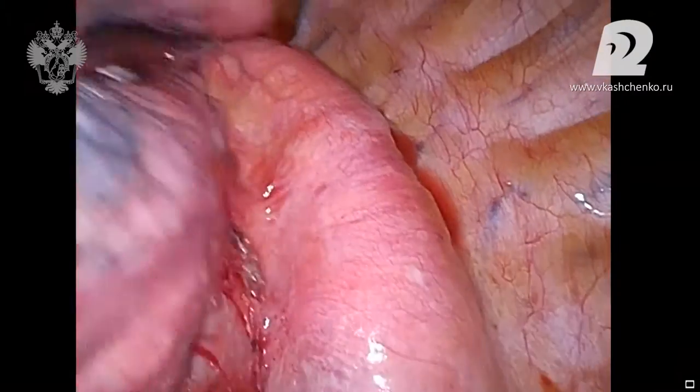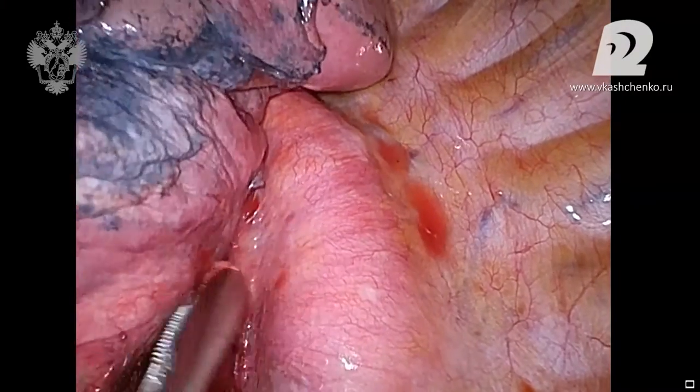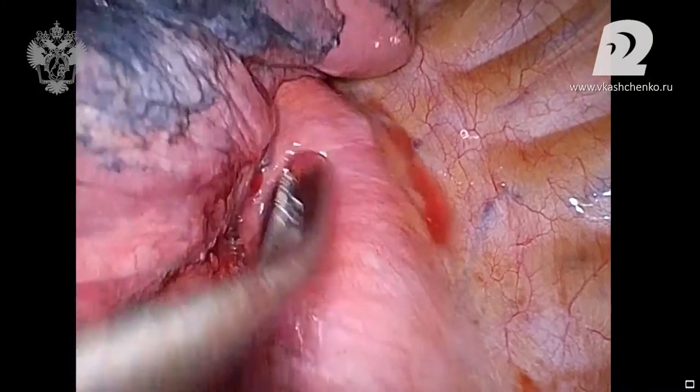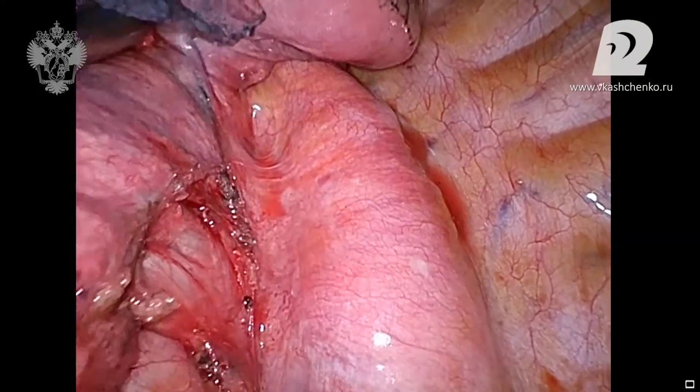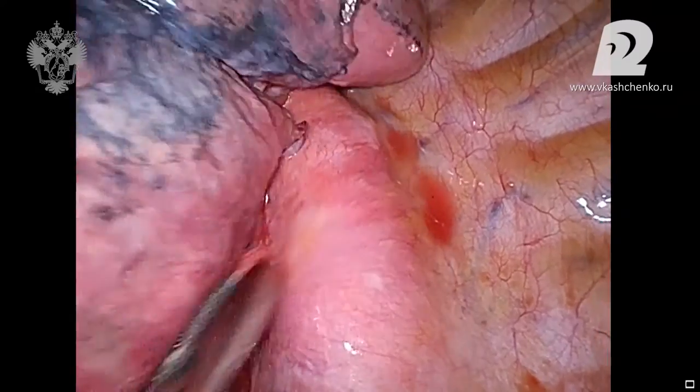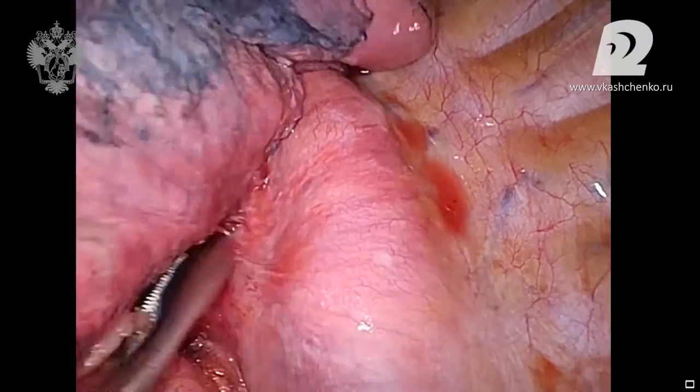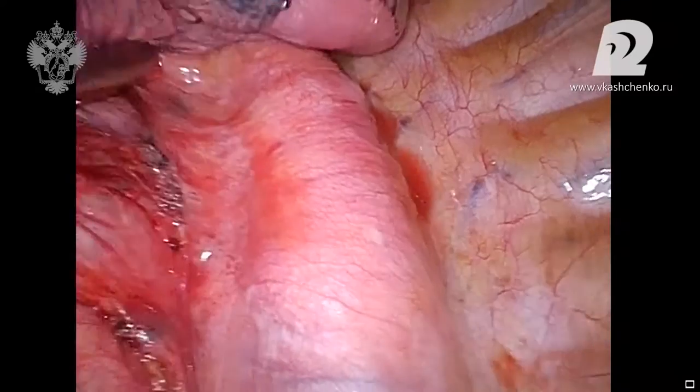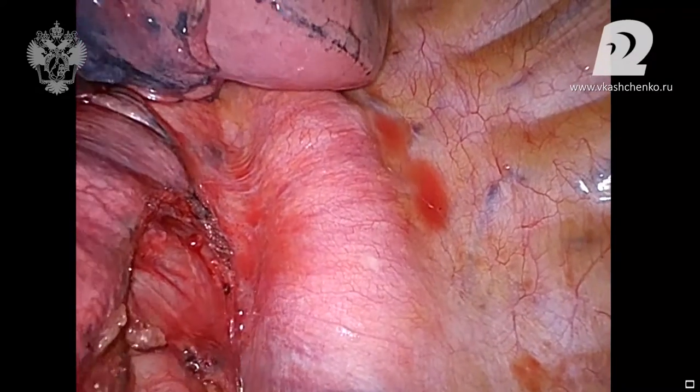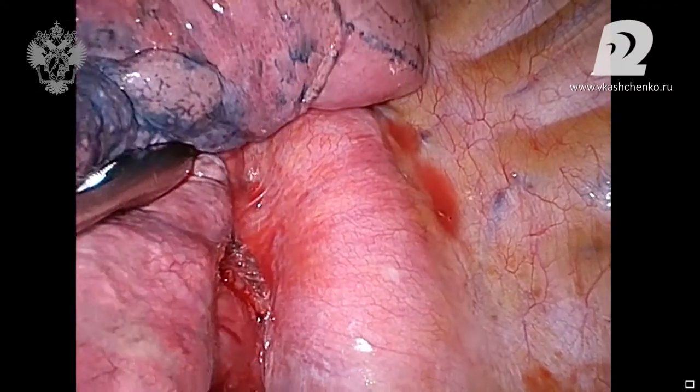So the most unpleasant area here is the area of the vessel injection. We are going to separate it from the pulmonary tissue, and we shall go to the main bronchus, to the left main bronchus, and see whether there are any problems there or not. Can I have the harmonic?